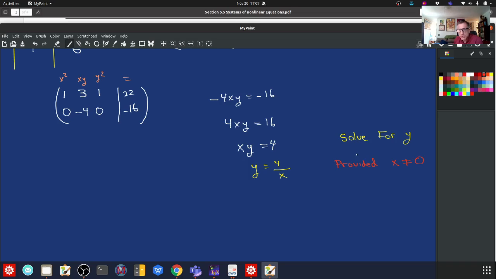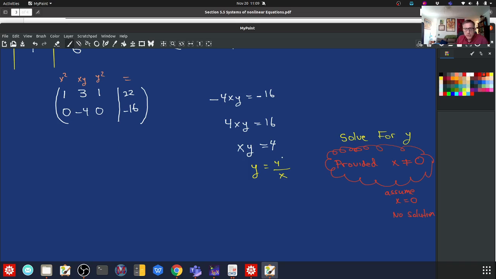But right here, I'm just going to keep this in mind. And we're going to say provided x is not equal to 0. So we're assuming x is not equal to 0. Now, at the end, we need to go back and then assume x is equal to 0 and see what we get. And we probably will get no solution. Now, we're not going to do any of that. But that's the true mathematical way that we would have to do it.